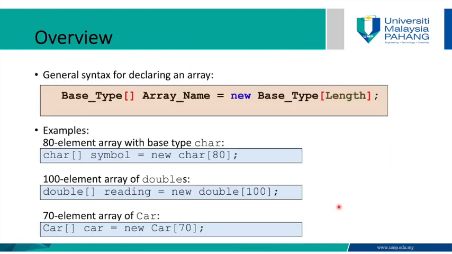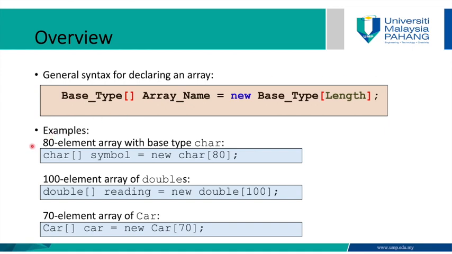All right, so this is the general syntax for declaring an array. The base type, the array name equal to new, base type, and the length. The length here is the size of the array. Okay, let's take a look at the example.